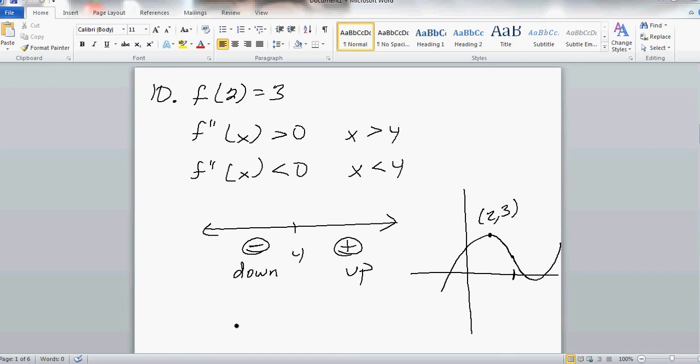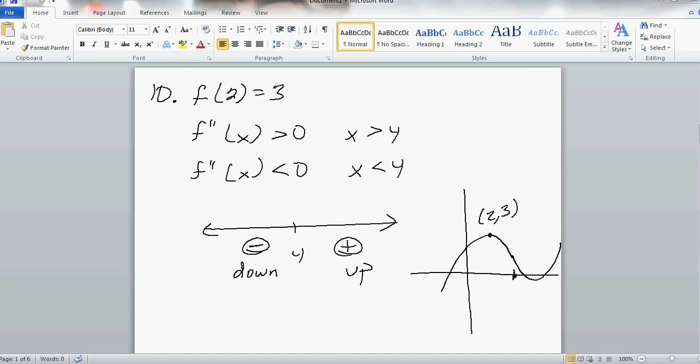Realize yours may not cross the x-axis. Yours should cross the y-axis, but it may not cross the x-axis. It could just as easily have floated up here and done one of those things. So realize nobody's should look the same.